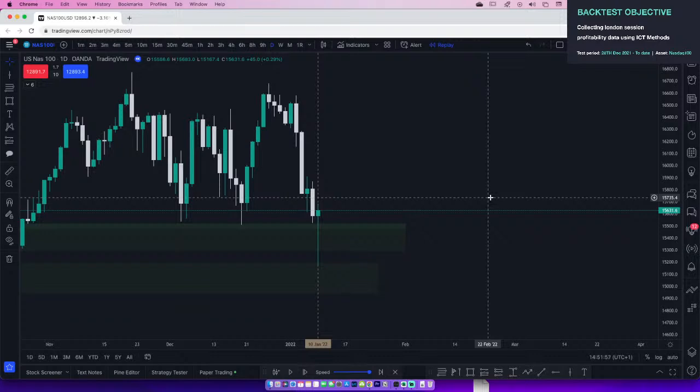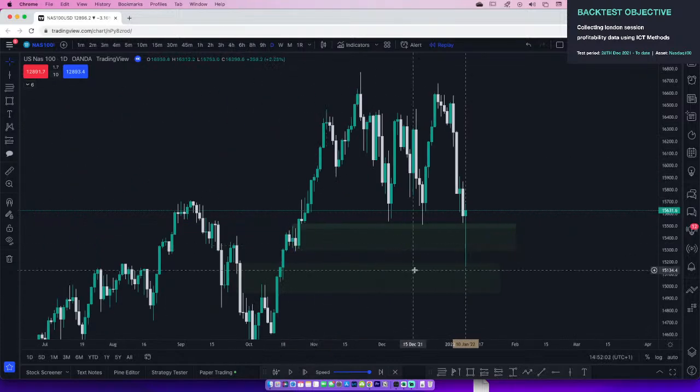All right. So right here on the daily, we made this huge run to the downside. So I expect the market to move up, to this imbalance up here, right here.